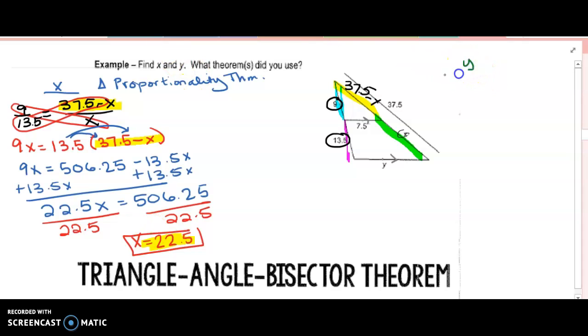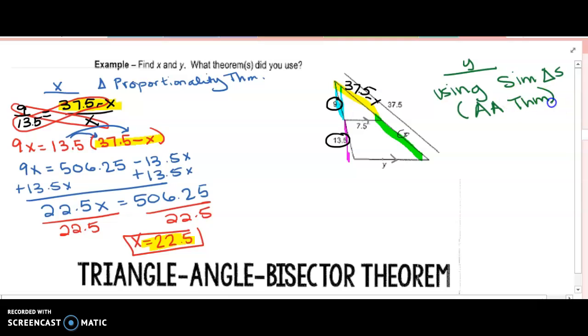All right, now let's solve for y. And we're just going to solve this by using properties of similar triangles. And more notably, we're going to use the angle-angle theorem as well to show that they're similar. Okay, so if these two are parallel, then this here and this here angle are congruent. And this here and this here angle are congruent. And therefore, by angle-angle similarity theorem, this top triangle here is similar to this whole triangle.